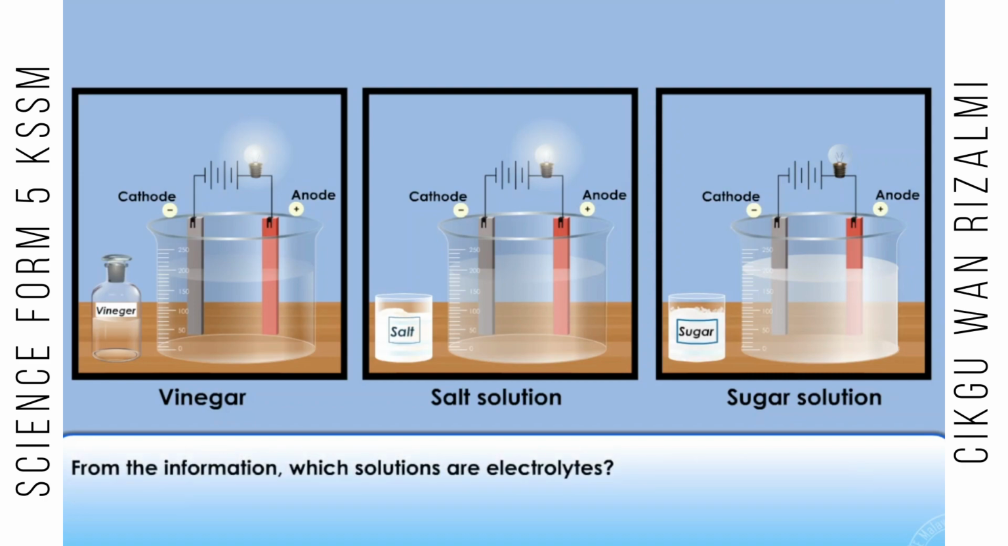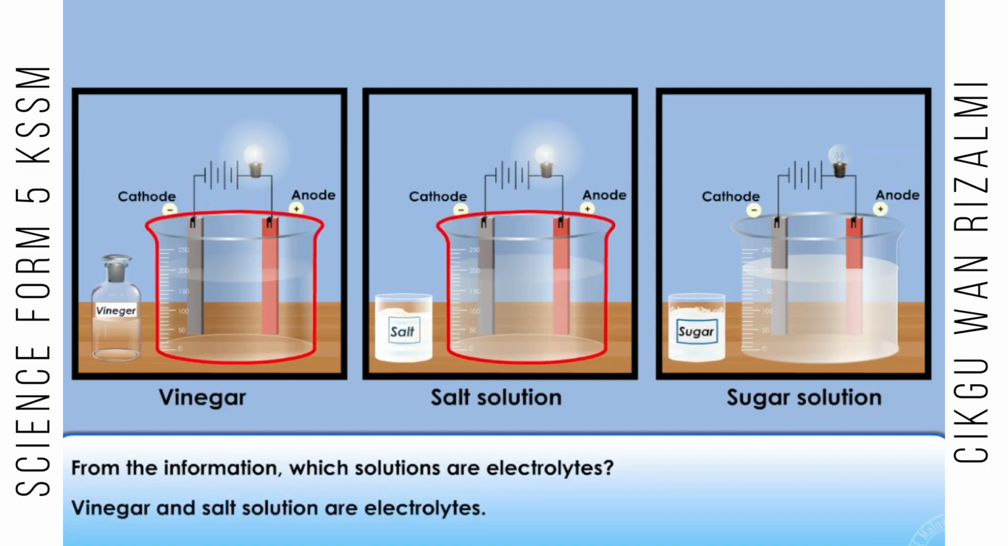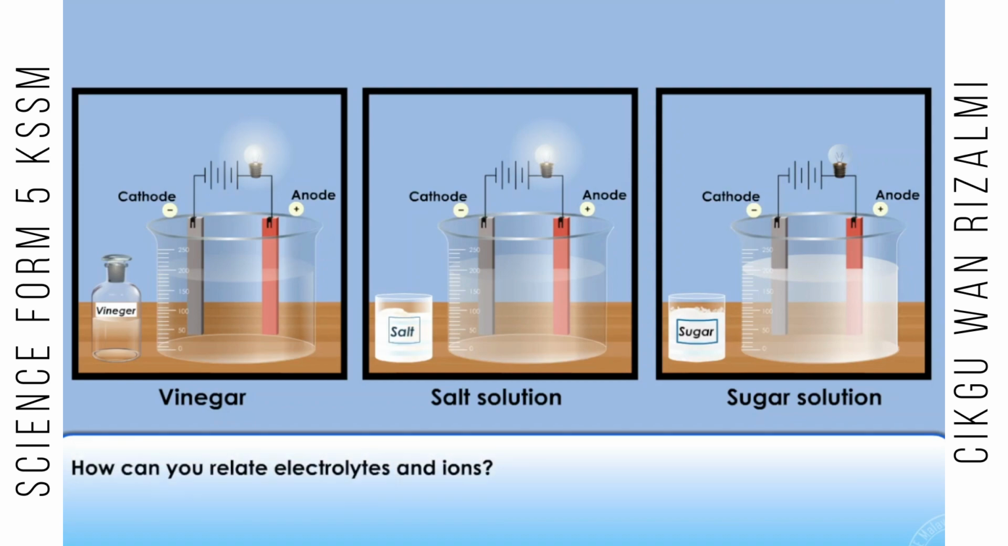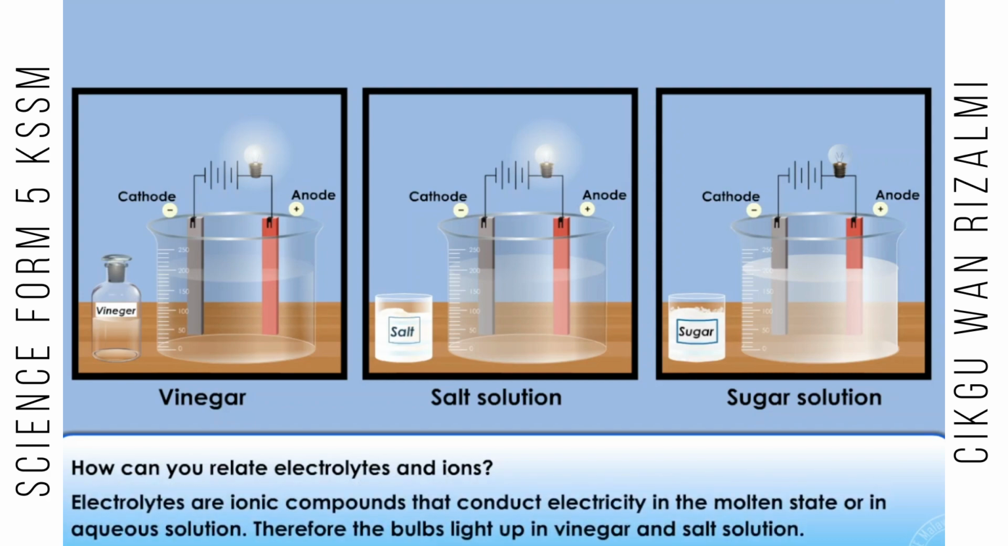From the information, which solutions are electrolytes? Vinegar and salt solution are electrolytes. How can you relate electrolytes and ions? Electrolytes are ionic compounds that conduct electricity in the molten state or in aqueous solution. Therefore, the bulb lights up in vinegar and salt solution.